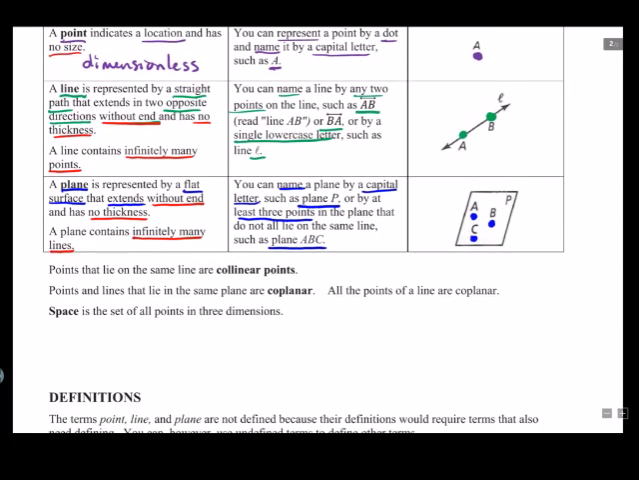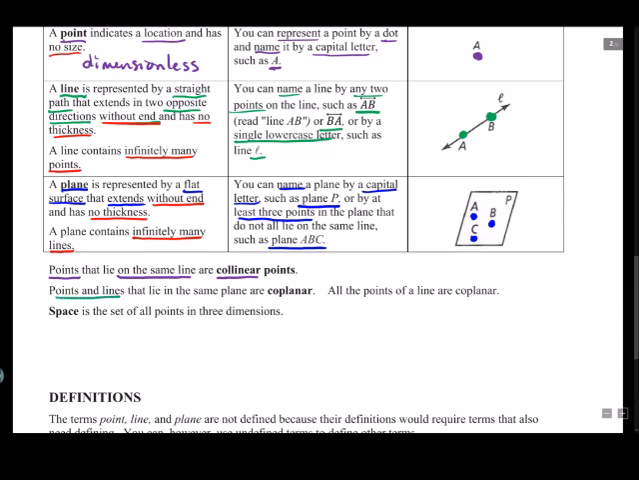Some good stuff that goes with this. Points that lie on the same line are collinear. That co prefix means together. If we cooperate, coordinate, we are together, and linear is simply a line. They are together on the line.